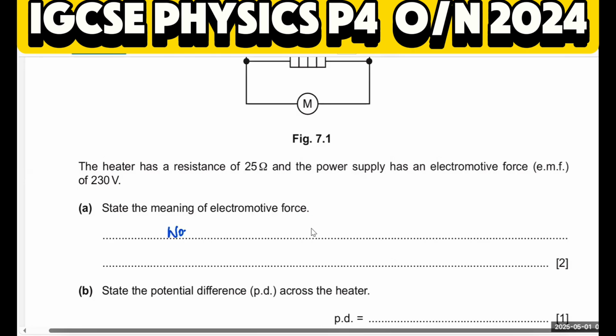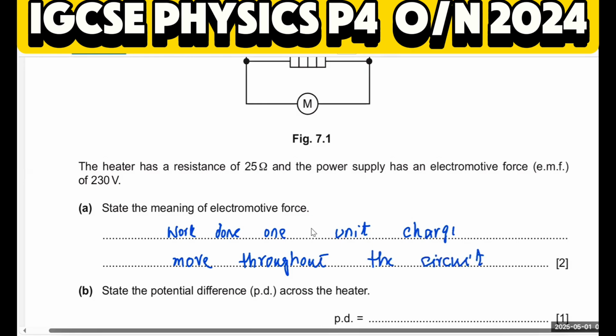So work done on unit charge. First point, and basically the battery provides the energy to the unit charge and the unit charge moves throughout the circuit. So this is the EMF, and you can also mention EMF is equal to work done per unit charge for 1 mark for the first point. So these are 2 points. Make sure you write 2 points.